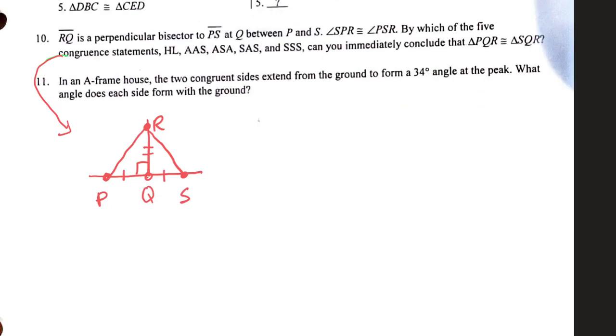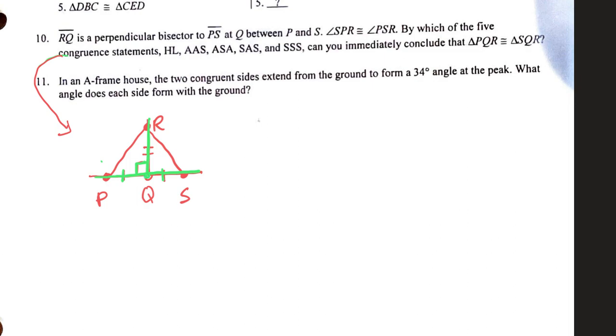Number 10, RQ is a perpendicular bisector of segment PS. And you noticed I drew RQ. So RQ is this line that's vertical, and PS is this line that's horizontal. If they're perpendicular, it forms a 90-degree angle. And it's a bisector, so these 2 are congruent.